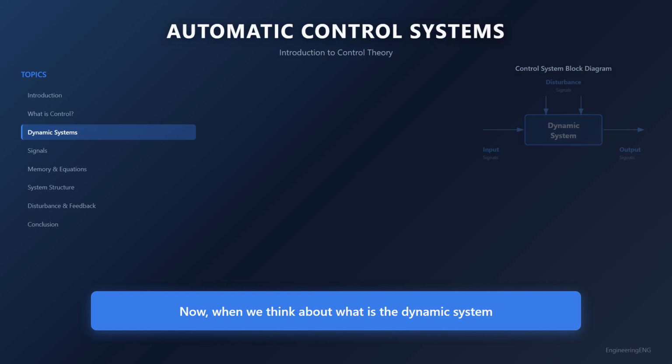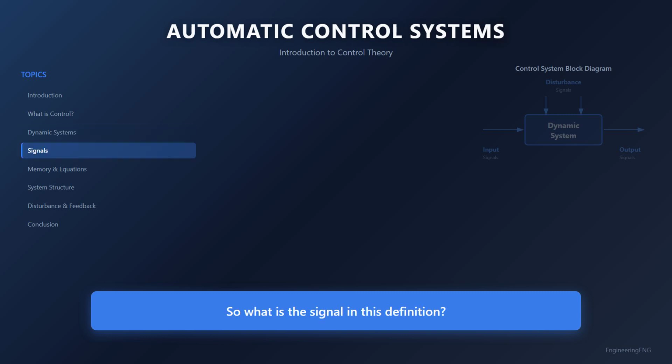Now, when we think about what the dynamic system is in the definition of control, a dynamic system is based on input and output signals. In all control operations, there's an input, and this input undergoes certain operations and then we get an output, friends.